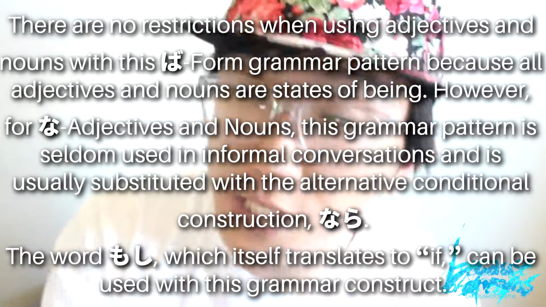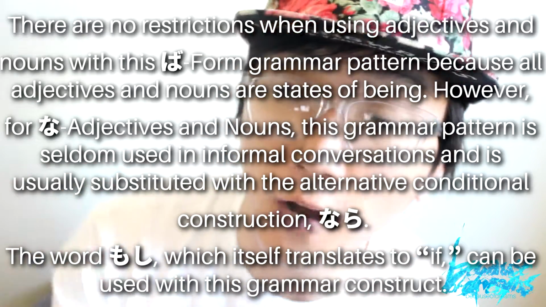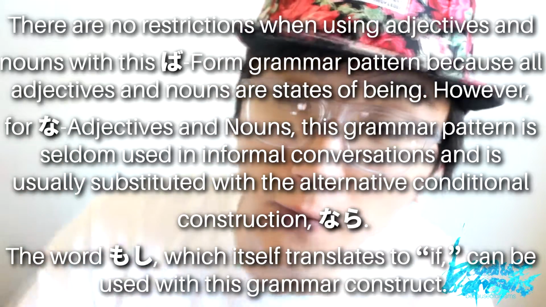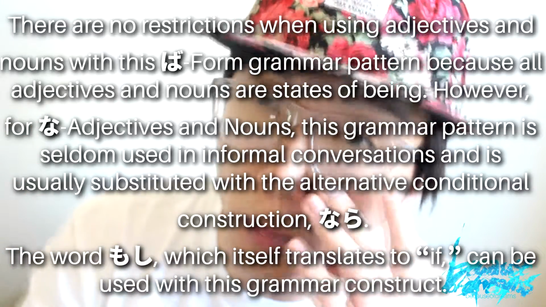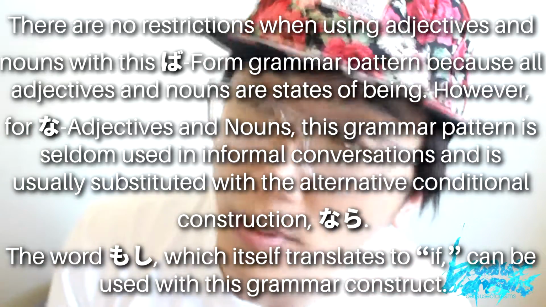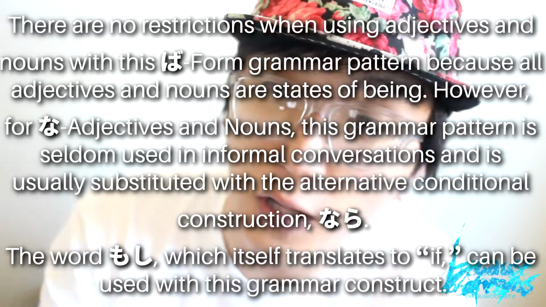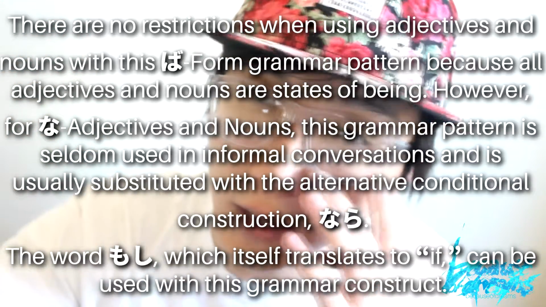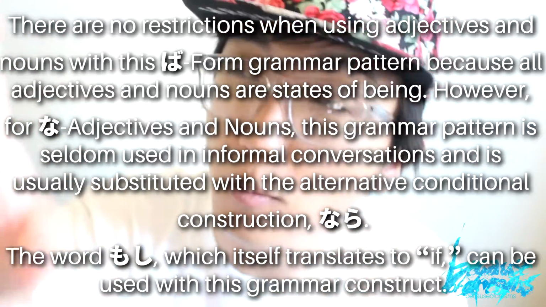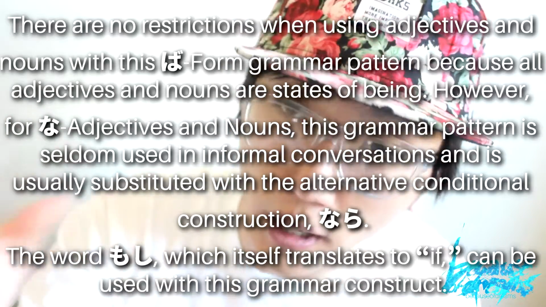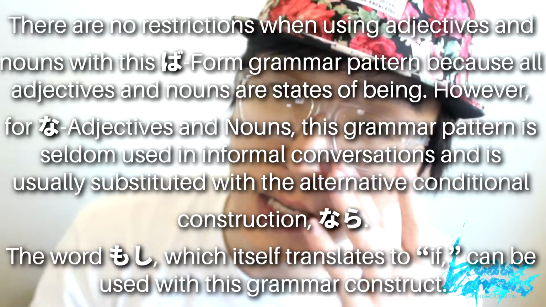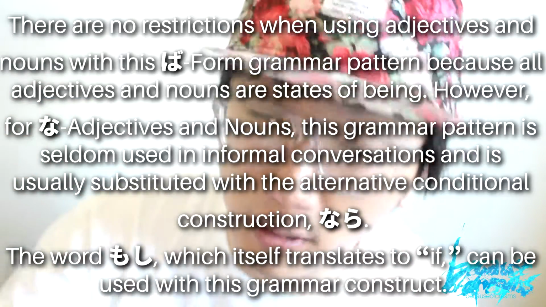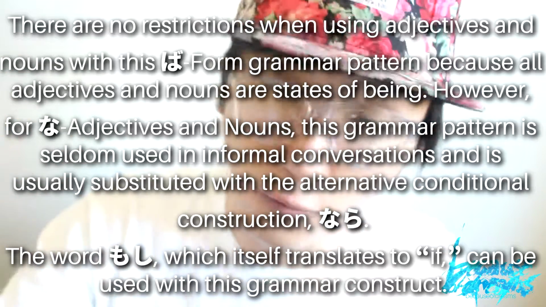However, on the topic of adjectives and nouns, for this grammar construct, na-adjectives and nouns are rarely used with the ba form in informal conversation just because it sounds too formal. Usually when na-adjectives and nouns are expressed in the conditional sense, we simply follow them with the word nara, which is a representation of condition, and that will be covered in a future video. For now, just know that that is the more widely used conditional form for na-adjectives and nouns, even though it is still technically possible to use them in the ba form. We will cover that in examples, but it is just seldom used in informal situations.